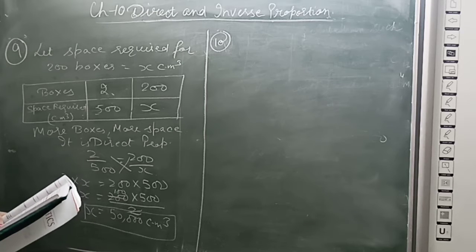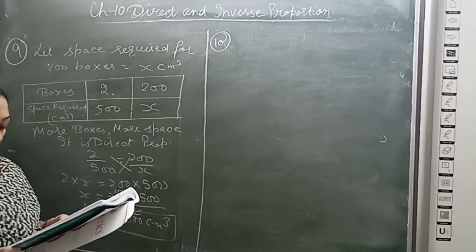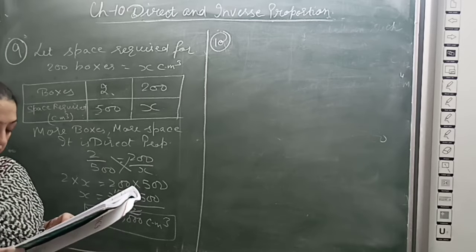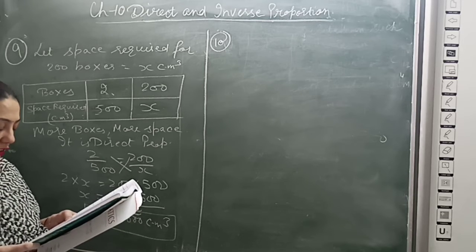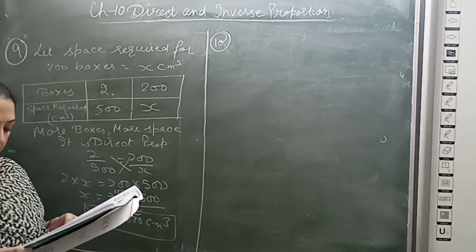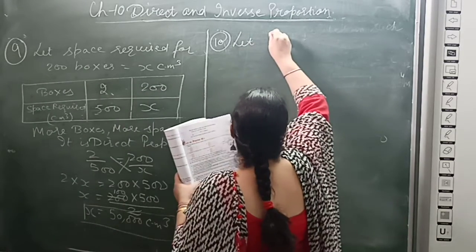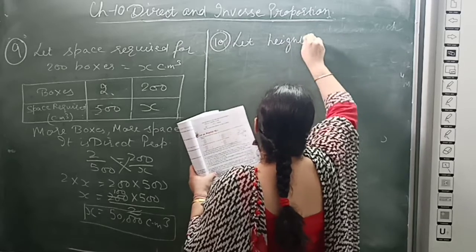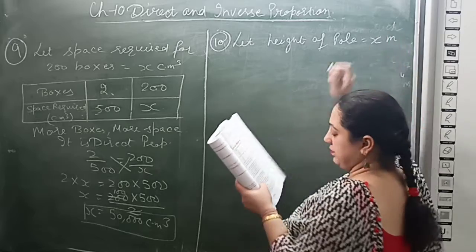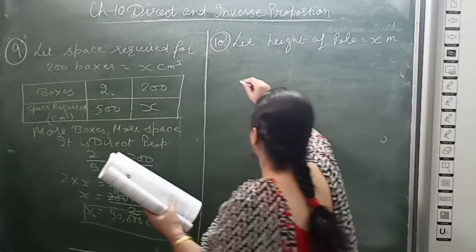Now beta, the next sum is sum 10. At a particular time, the length of the shadow of the Qutub Minar, whose height is 72 meter, is 80 meter. What will be the height of the electric pole, the length of whose shadow at the same time is 1000 centimeter? Now here you have to find out the height of the pole. So let us suppose the height of the pole be x meter. We take each unit in meter here. Now draw the table.